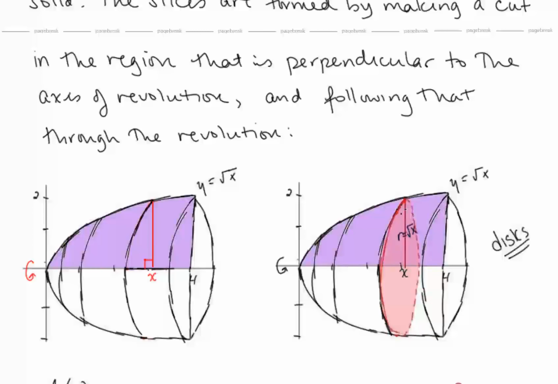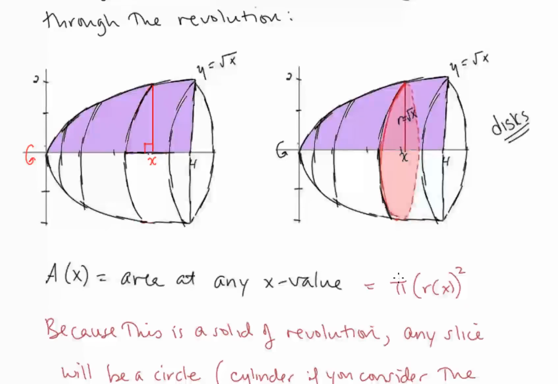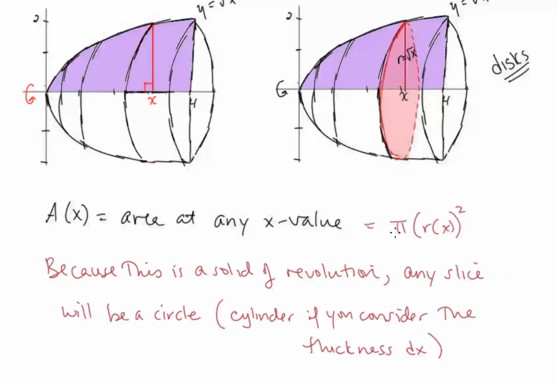And notice that's giving us a disk, a circular slice in that solid. So we have a cross section that is a circle, and so how can we find the volume of the solid? We want to integrate the area of this circle. The area at any x value here is going to be pi times r of x squared, where r is the radius of the circle, and it of course depends on the x value.